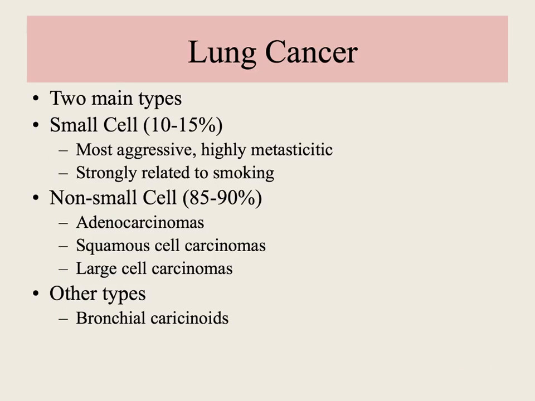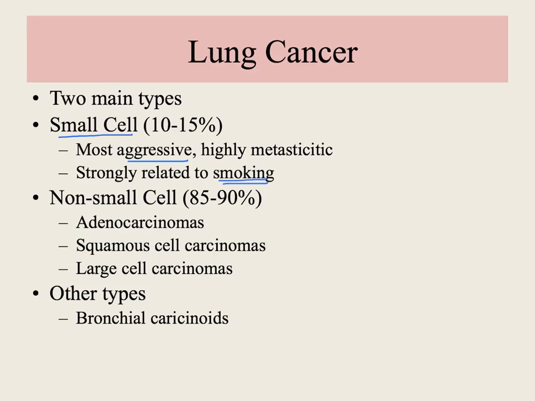Then moving on finally to lung cancer. We have two main types of lung cancer. There is small cell lung cancer, which is the most aggressive. It metastasizes very quickly, and it has a strong correlation to smoking. Smoking seems to have a pretty causative effect. You smoke, and if you get a cancer, it's likely to be small cell.